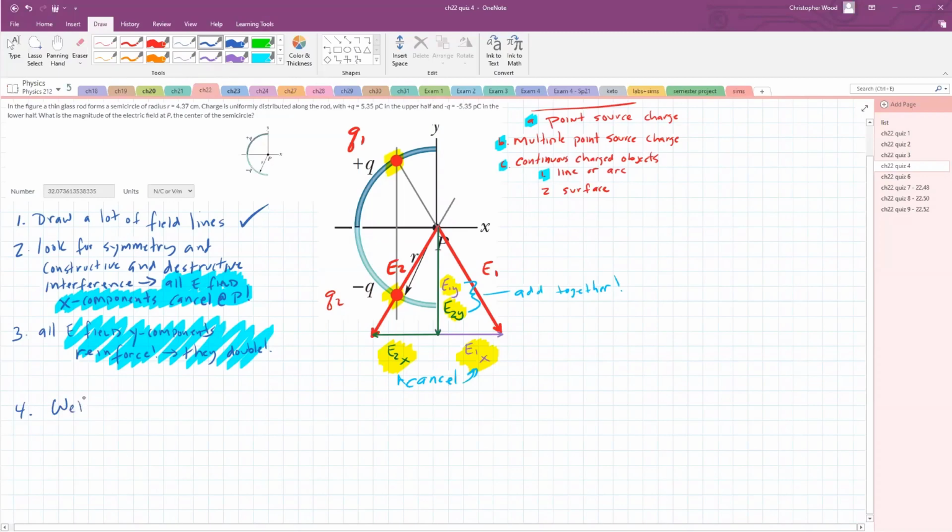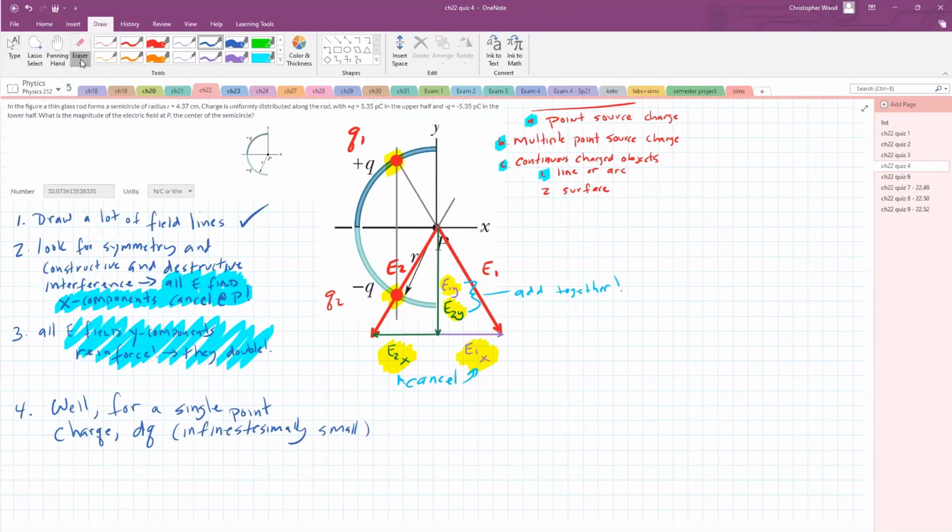Well, for a single point charge, one point charge, let's refer to it as dQ. Why am I calling it dQ? Because it's infinitesimally small. It's super teeny tiny. It's a differential element.